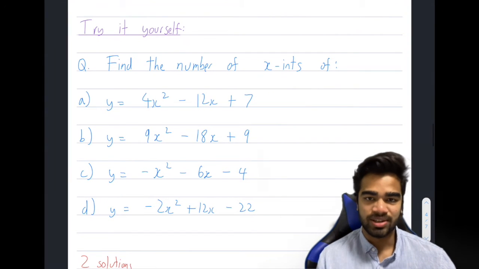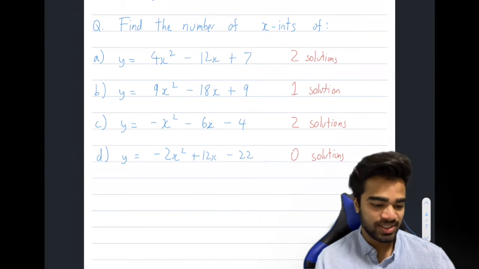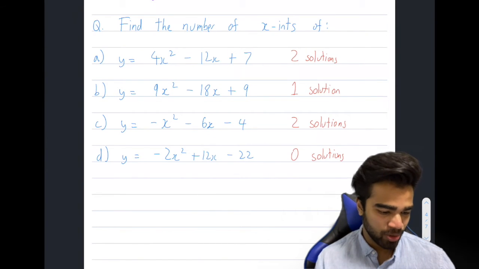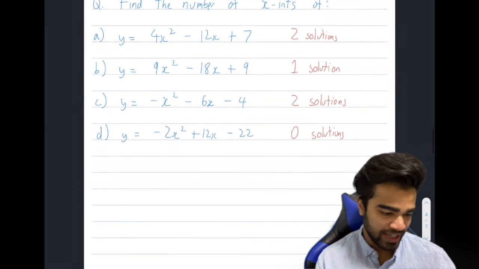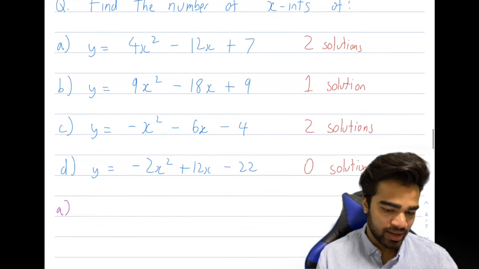Pretty much try it yourself. Okay, have a go. Okay, and these are the answers. I hope you got them. We'll go through a couple. Let's do A and D. Okay, let's do A first. So A. Again, let's just use discriminant.